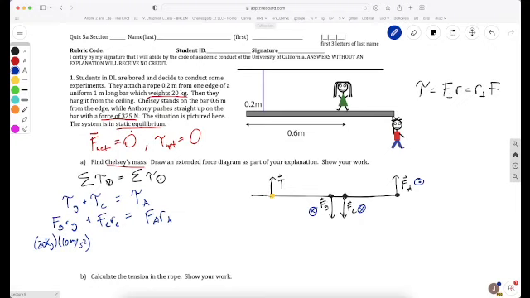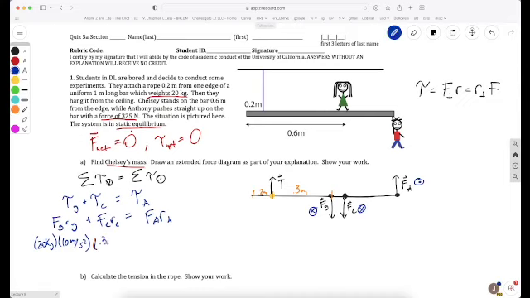So if Fg, we said, acts at the center of mass, that means that it is 0.5 meters from the left edge of this bar, right? From, use a different color, from here to here is 0.5. And so our pivot point, where the tension is acting, we're told is 0.2. So if this is 0.2 meters, then this distance from the tension to the force of gravity must be 0.3 meters. So Rg, well, let me go back to blue.